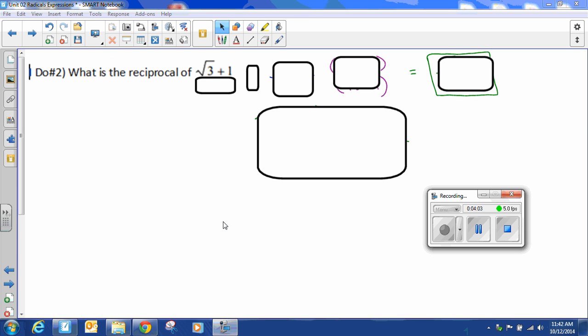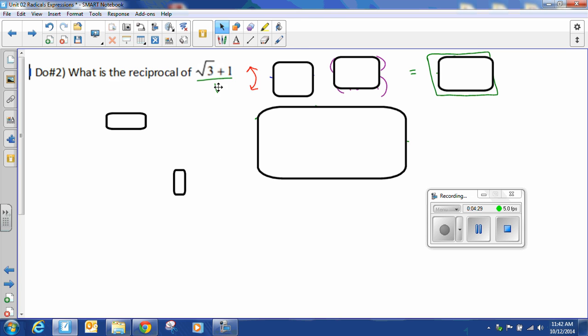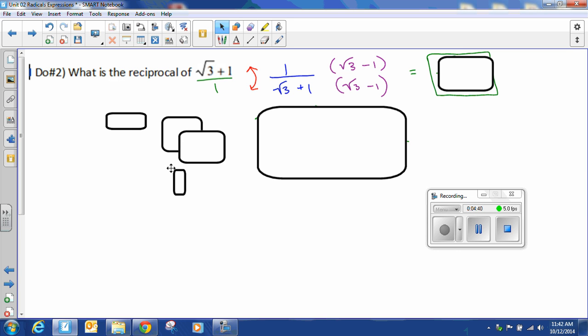Now you may be asked to do the same method here, but with a different type of question. What is the reciprocal of radical 3 plus 1? Well, just like any other number or integer, the reciprocal is basically the multiplicative inverse. So let's make it into a fraction first. Let's put a 1 under it. Let's go ahead and invert this, giving us 1 over radical 3 plus 1. And if you left this as your final answer, you would lose points because the denominator is not rationalized. So let's go ahead and multiply by the conjugate.